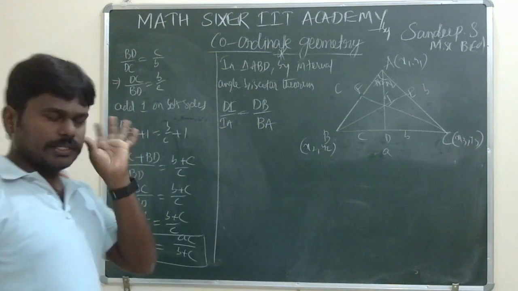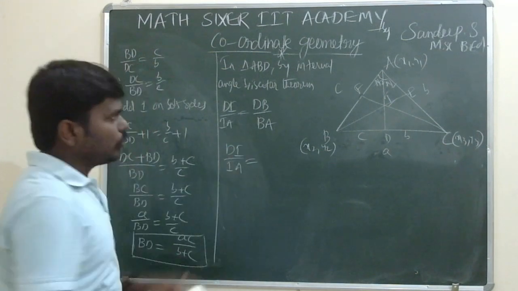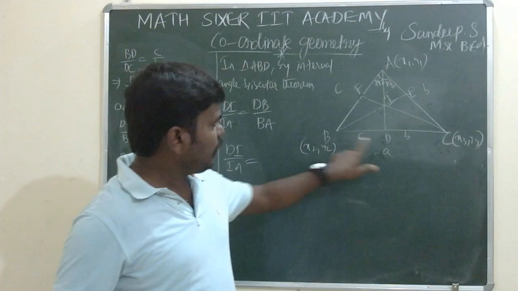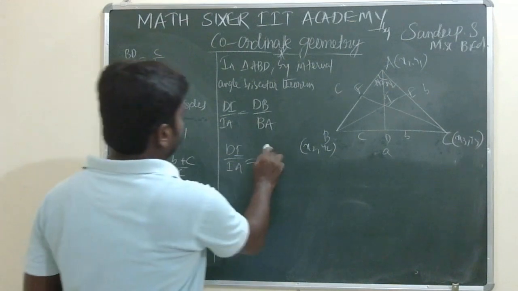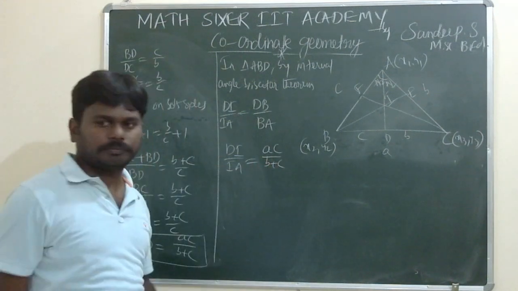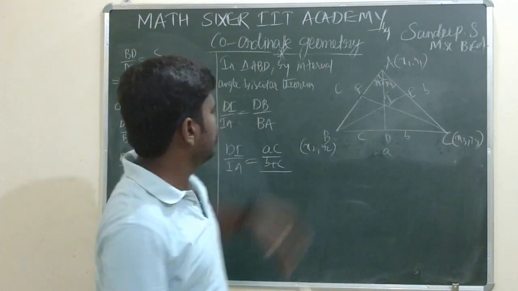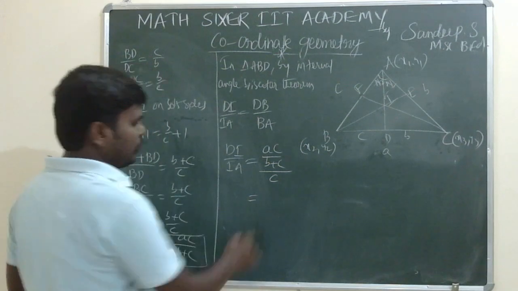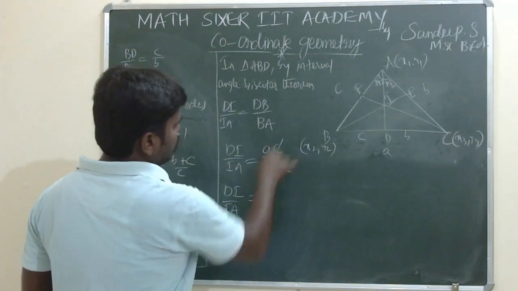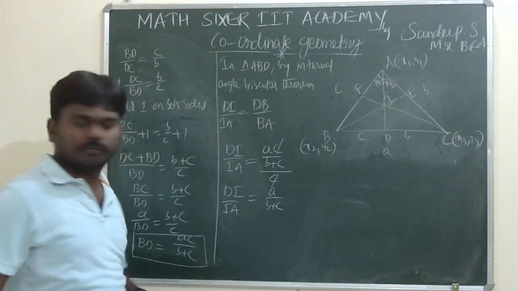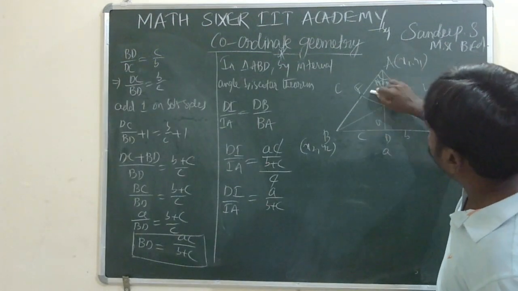Okay, so this we can say. So here DI by IA is equal to DB. What is DB? DB means your BD value we have found in terms of a, b, c. So DB is equal to AC by B plus C, and divided by BA. BA is what here? BA is equal to C. So when you simplify this DI by IA, what will we get? Here C and C will get cancelled. So here A by B plus C. So DI is A and IA is B plus C.